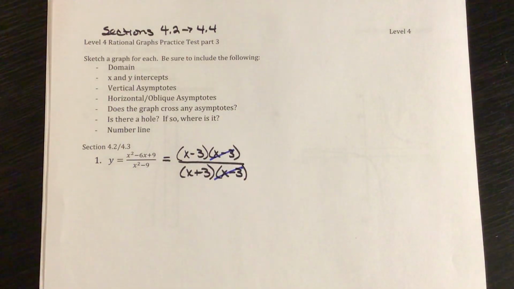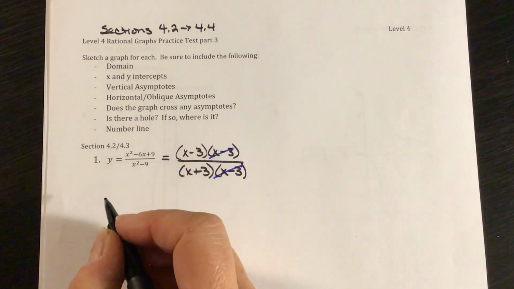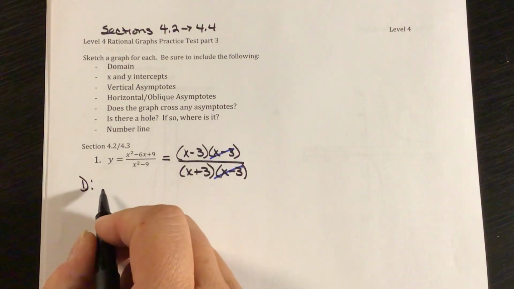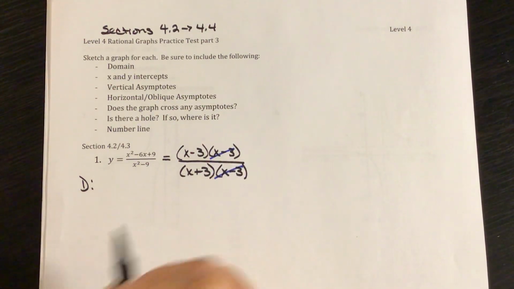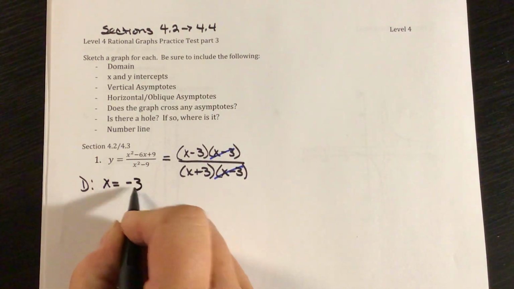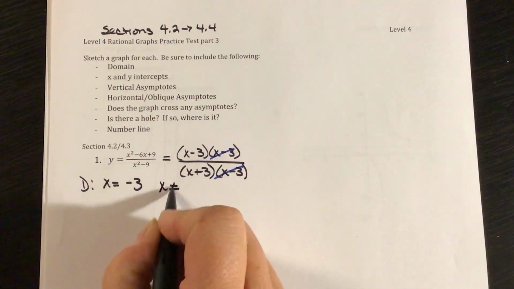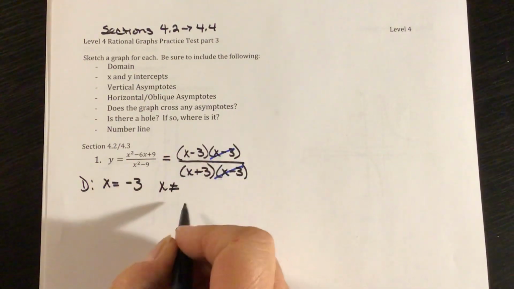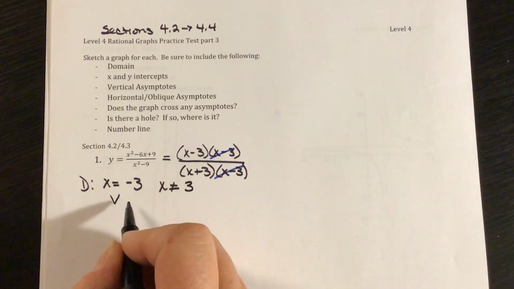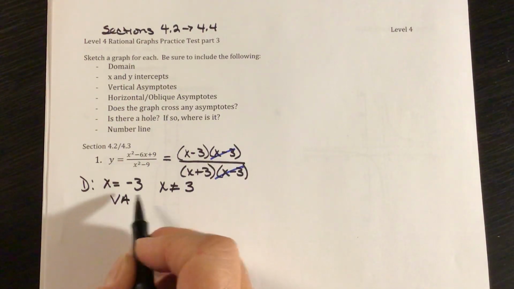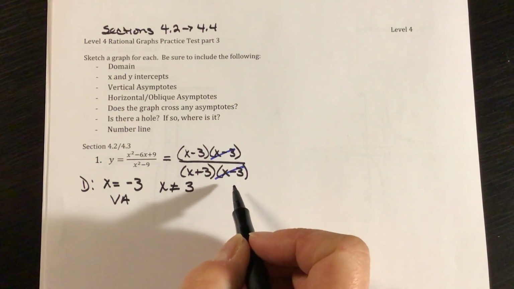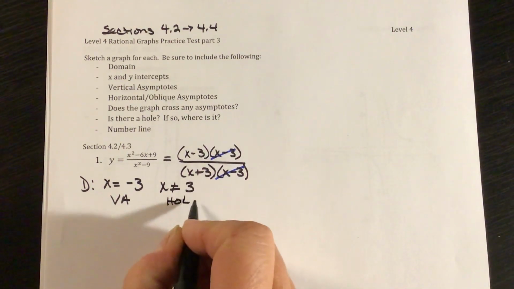All right, so first of all, looking at our domain. Our domain is all real numbers except for what makes the denominator 0. So here, x cannot equal -3 and x cannot equal +3. Even though those cancel out, what that tells us is that we'll have a vertical asymptote at x equals -3, and because we have the same factor in the numerator, this is where we're going to see a hole in our graph.